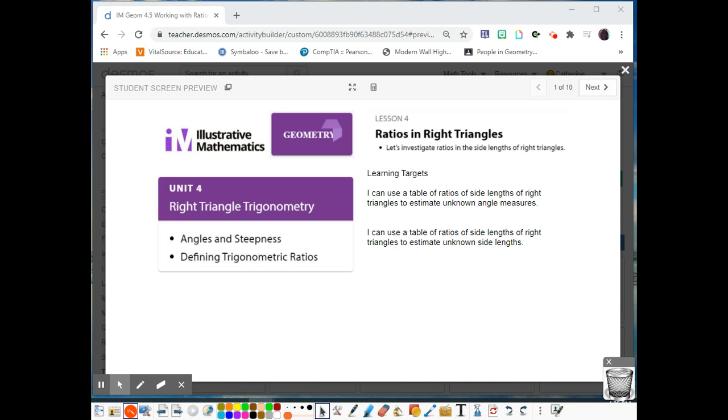Hey everybody, today we are taking a look at lesson 4.5. We're looking at ratios in right triangles. Our learning targets are going to be to use a table that we made last week in class. That was the one with the ratios of the side lengths of right triangles. We're going to estimate unknown angle measures, and we're also going to estimate unknown side lengths.